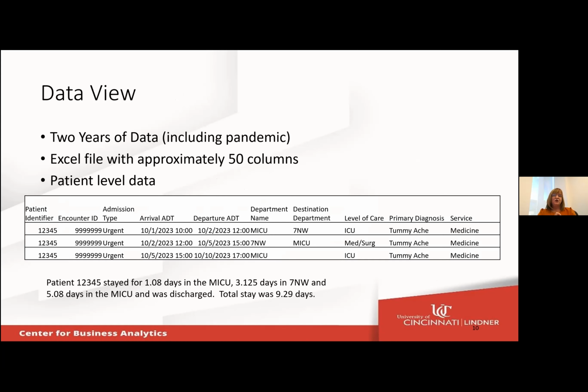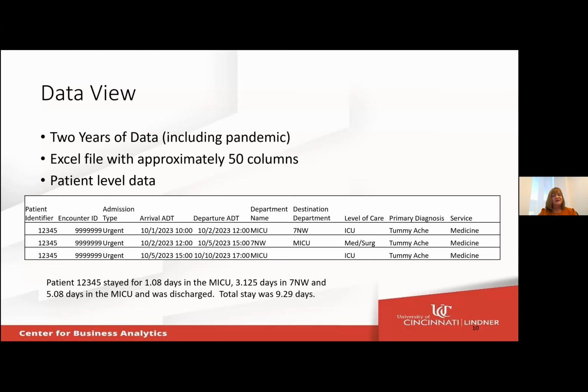As we started down this project, you can imagine it had to be data driven. And UC Health provided us with a very nice data file that included 2 years of data. This data was extracted from their Epic system, and it included approximately 50 columns of data. And this is just a quick sample of the data that we might have pulled out from that data file.